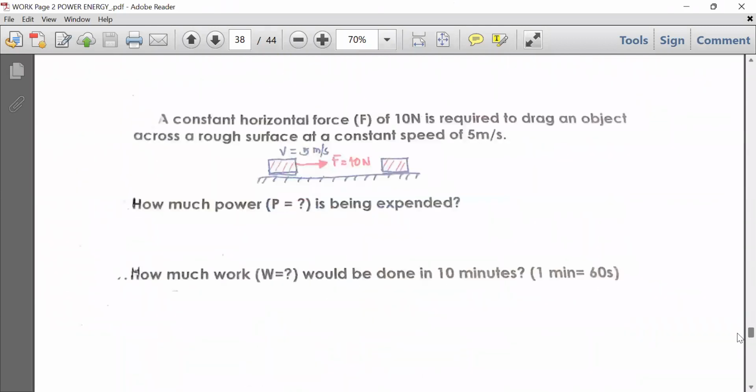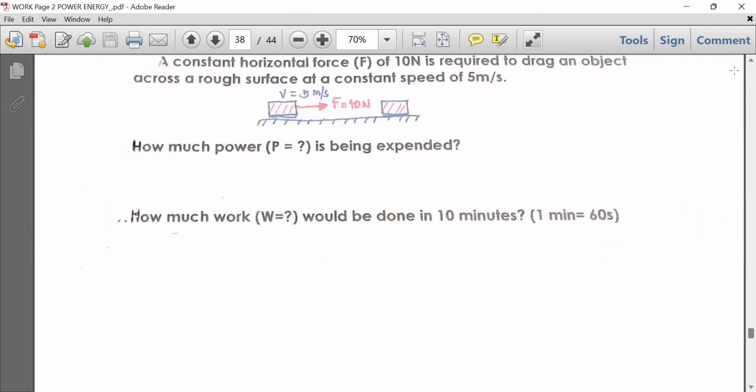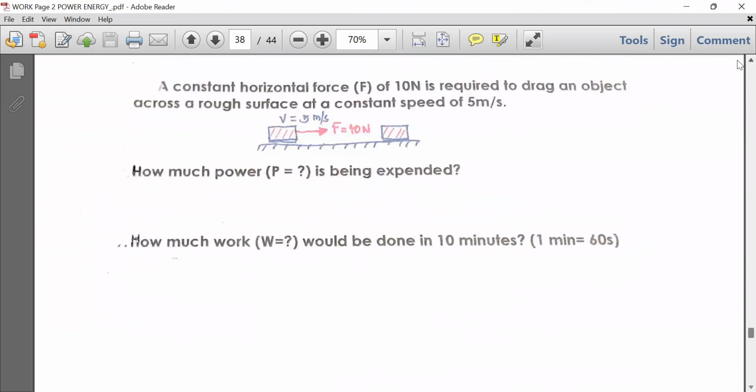A constant horizontal force of 10 newtons is required to drag an object across a rough surface at a constant speed of 5 meters per second. How much power is being expended, and how much work would be done in 10 minutes? Remember, 1 minute is 60 seconds, so 10 minutes is equal to 600 seconds. Okay, let's solve this.